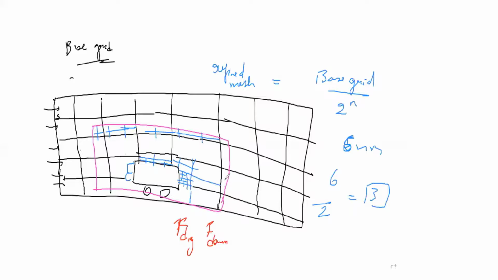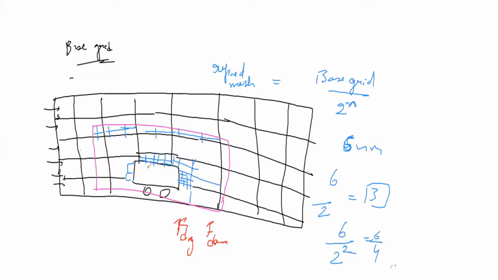Okay, and now near the body, I want it to be 2 mm. So now what should I do? Now here n will take an integer value. If I keep n as 2, it will be 6 by 4. If I keep n as 1, then it will be 3 mm. So I will keep this as 2, and I'll divide it, 4 ones are 4, and that will be my mesh here.